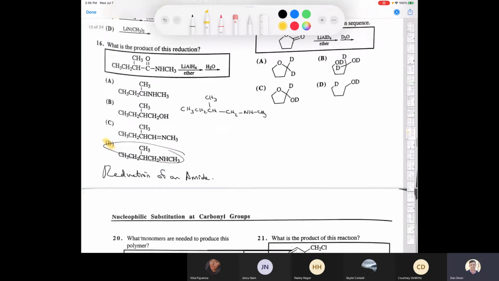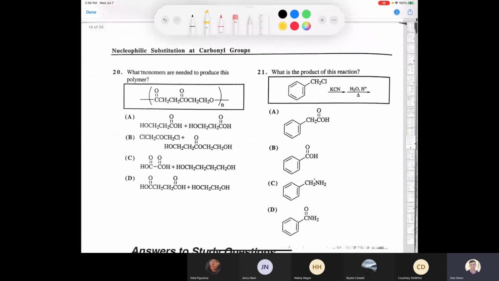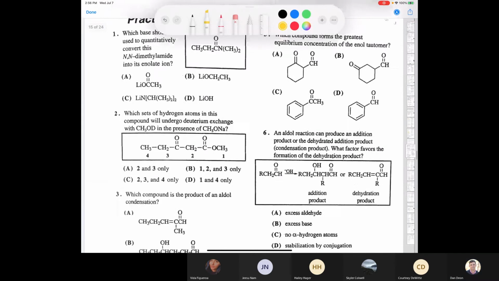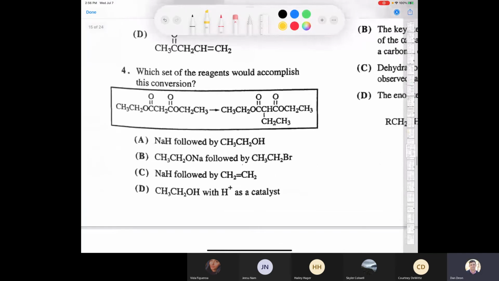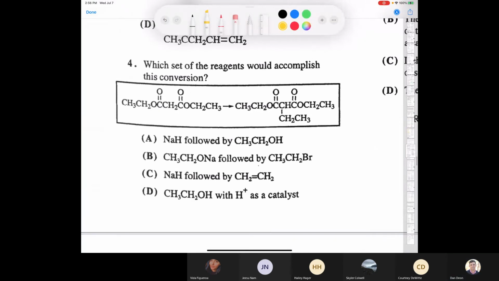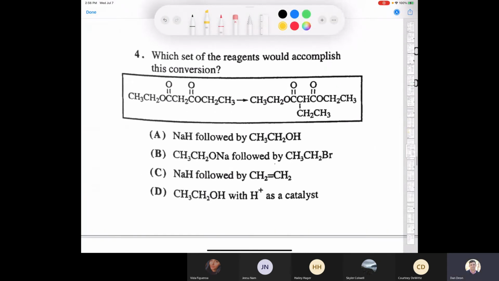All right. So let's move on from there. And let's take a look at question number 4 here. All right, it says, which set of reagents would accomplish this conversion?